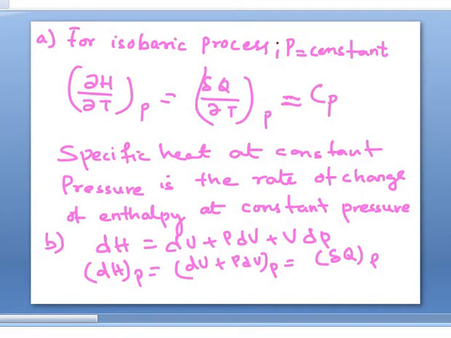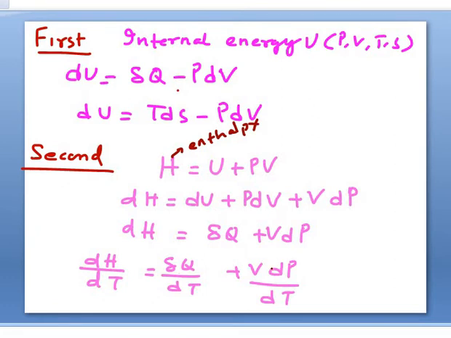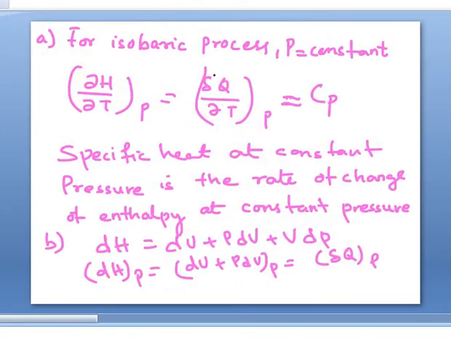For an isobaric process, that is a process where the pressure is constant, (dH by dT) at constant P is equal to (del Q by dT) at constant P, which is equal to the specific heat at constant pressure. So the specific heat at constant pressure is the rate of change of enthalpy at constant pressure. It can be defined in that way also. Now how does this expression come out? When pressure is constant, the VdP term goes to 0. So we get this term, that is, the rate of change of enthalpy at constant pressure is actually the rate of change of del Q at constant pressure, which is Cp.